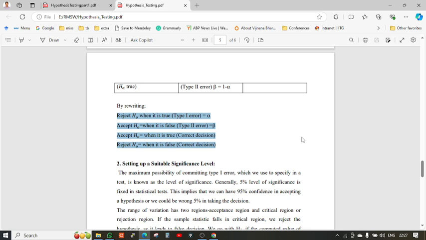So be careful, because all these things will come directly in your exam. For example: describe what type 1 and type 2 errors are, what the hypothesis testing procedure is, and for given statistical values such as sigma, how to propose a significance level and test the hypothesis. All of these are very crucial for this chapter.